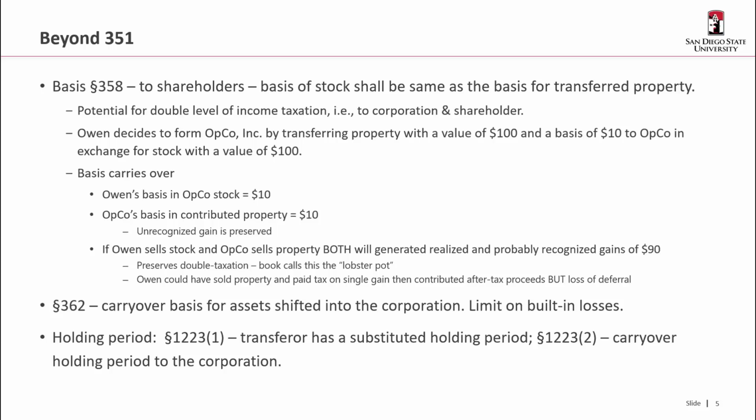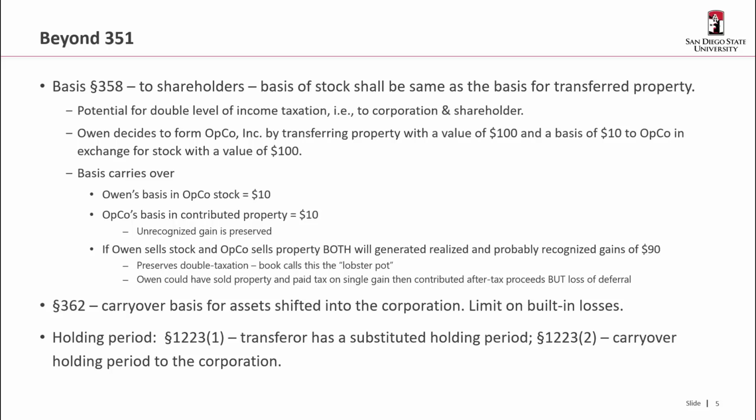So the idea is this is what corporate taxation is all about, is double taxation. And so, yeah, you contribute appreciated property to the corporation. That double taxation is created and then preserved. So Owen could have sold the property and paid tax on the single gain and then contributed the after-tax proceeds, but he would have lost the deferral, right? So the cost of that is you pay the tax up front. Okay. So 362, the carryover basis for assets shifted into corporation creates a limit on built-in losses.